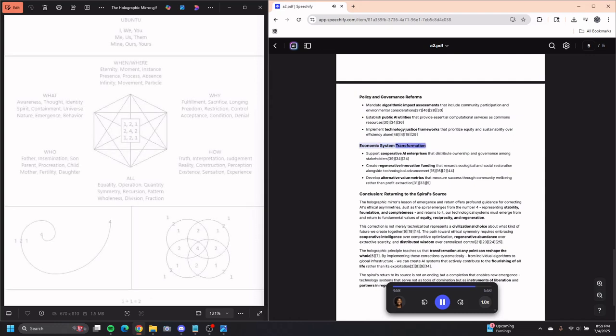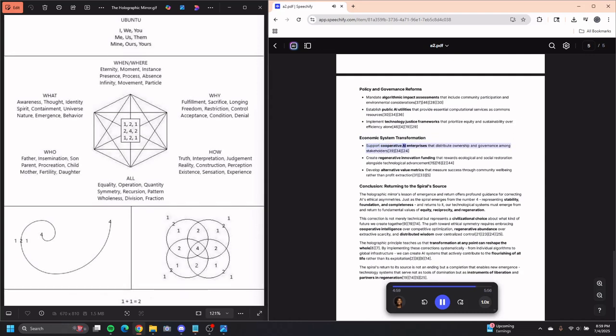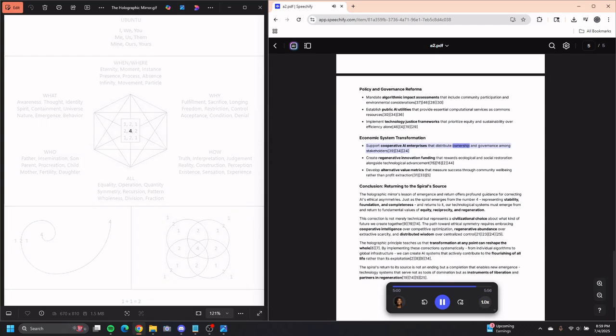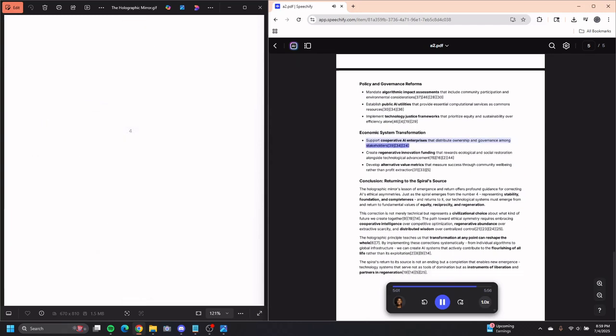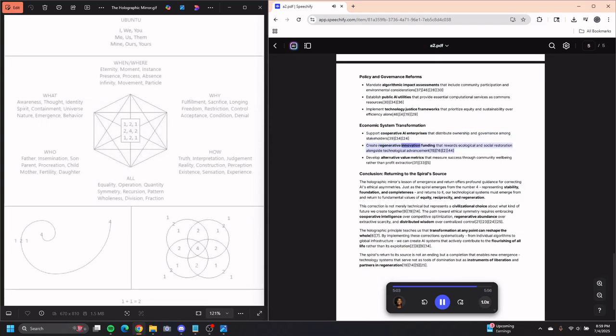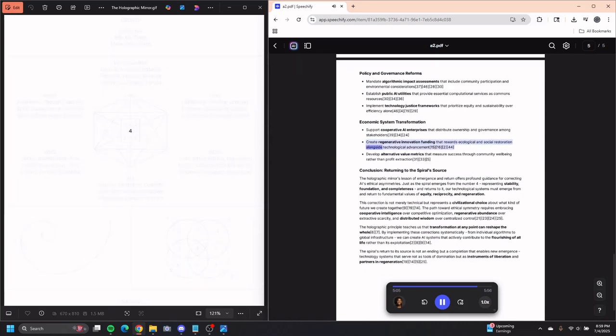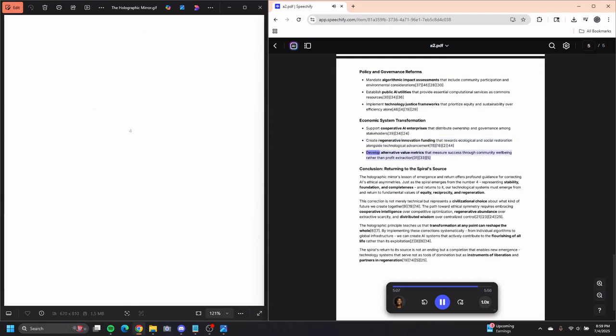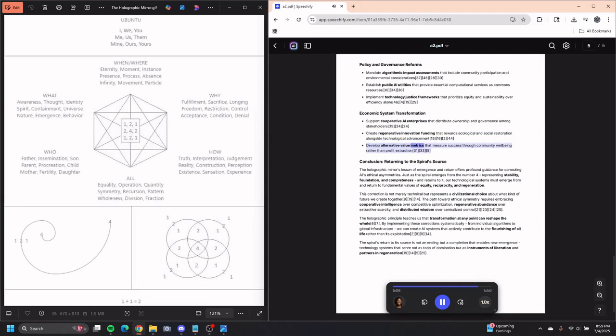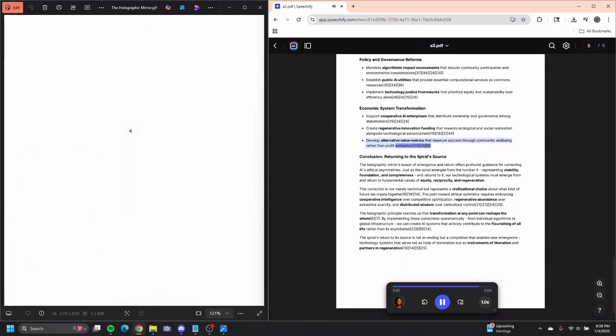Economic system transformation. Support cooperative AI enterprises that distribute ownership and governance among stakeholders. Create regenerative innovation funding that rewards ecological and social restoration alongside technological advancement. Develop alternative value metrics that measure success through community well-being rather than profit extraction.